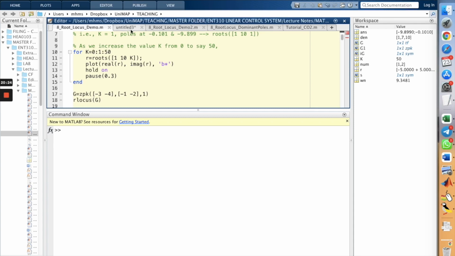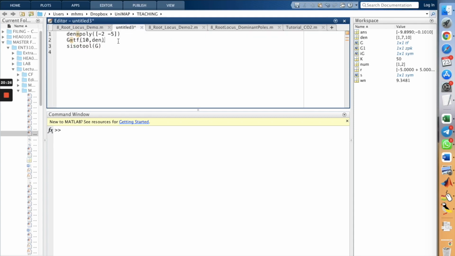Let's see examples here. We have a system where the poles are located at -2 and -5. I use the poly function because I want to make the transfer function using TF. TF requires polynomials, so that's why I use poly, because I know the value of the poles. So I have the denominator here as 1, 7, 10, which is s squared plus 7s plus 10.